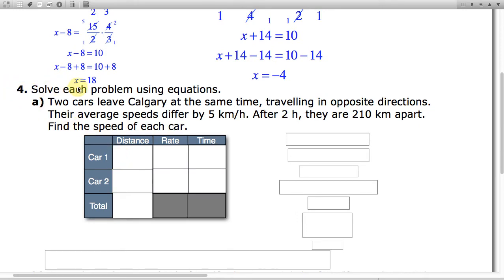Okay, next we want to solve each problem using equations. So the first question, we have two cars leave Calgary at the same time, traveling in opposite directions. Their average speeds differ by 5 kilometers per hour.